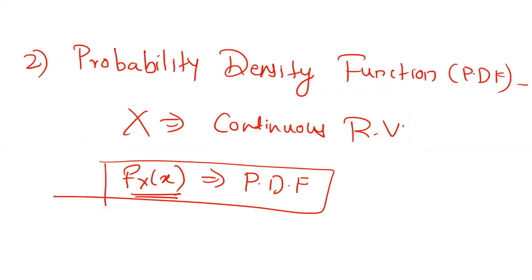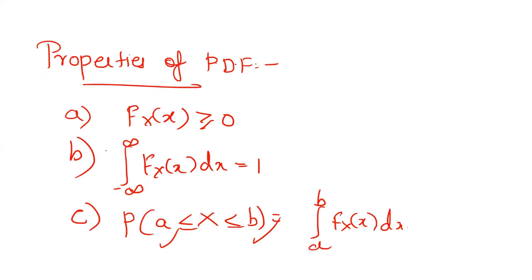The next one is the probability density function, where x is a continuous random variable. The representation is given as small fX(x). The properties are: it is greater than or equal to 0, that means a non-negative value; the integration from minus infinity to infinity of fX(x) dx is equal to 1; and the probability from a to b is the integration from a to b of fX(x) dx.